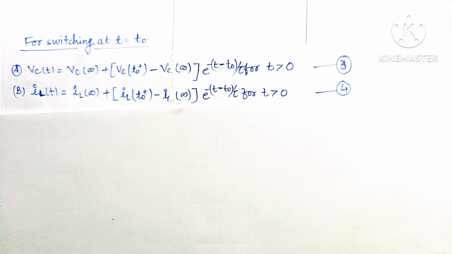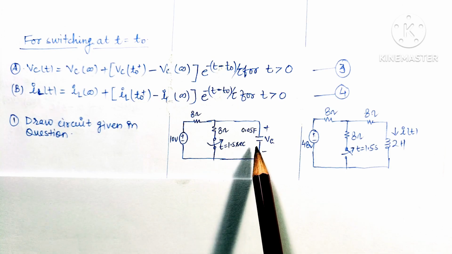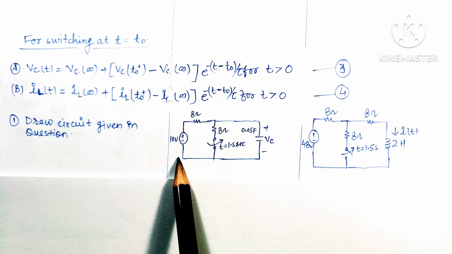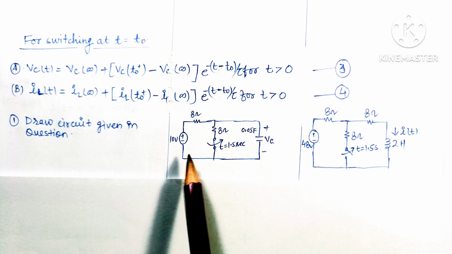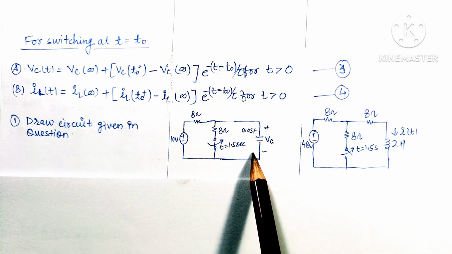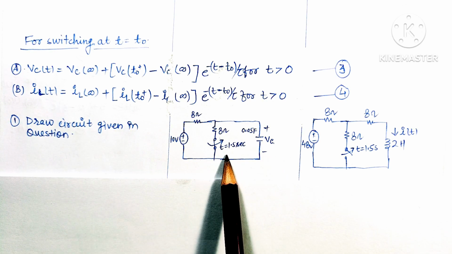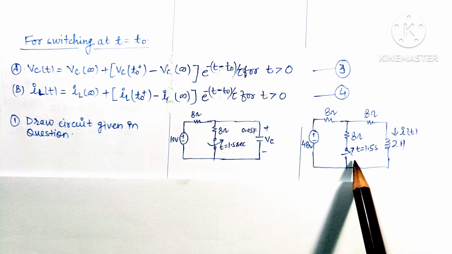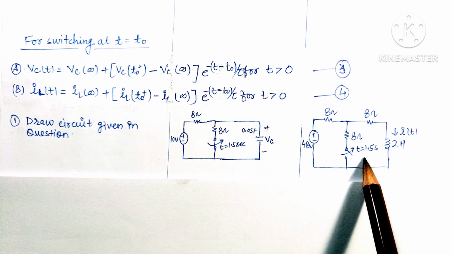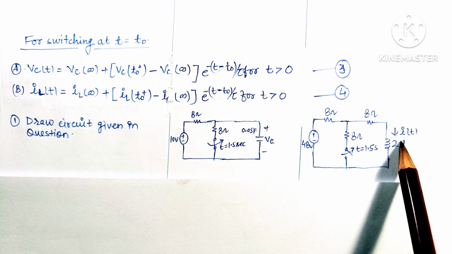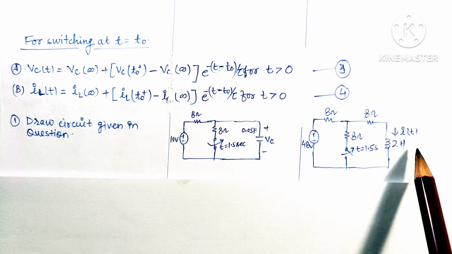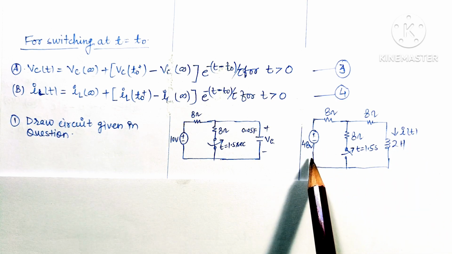Let us see some examples to understand how we can calculate voltage across capacitor or current through inductor. In this circuit, a capacitor is connected and a DC source is connected, and we have to find out VC(t) for t greater than 0. Here we can see that switching is happening at t is equal to 1.5 second. In this circuit, we can also see that switching is happening at t is equal to 1.5 second. IL(t) current has been asked for t greater than 0, and here a DC voltage source is connected.